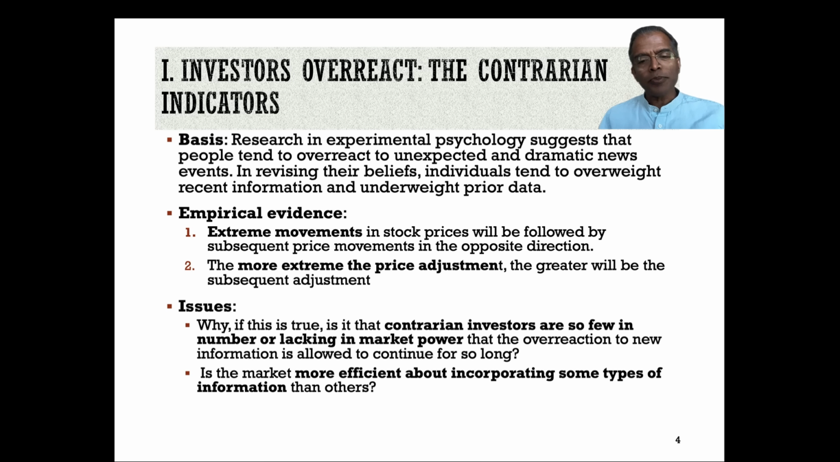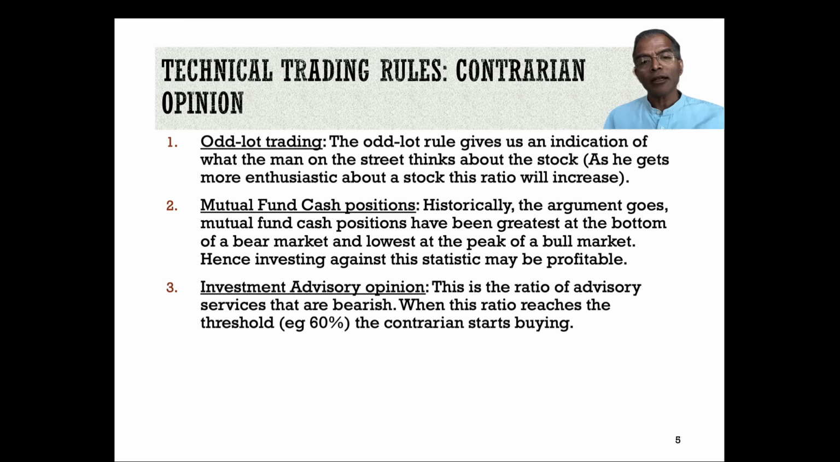Of course, you can push back and say, why, if this is the case, are there so few true contrarian investors in the market? We'll look at some reasons why they might not be. The second question, a more generic question about markets, is why are markets more efficient about incorporating some types of information than other types of information? With that lead in though, if investors overreact, there are some technical indicators and patterns that you can use to detect that overreaction.